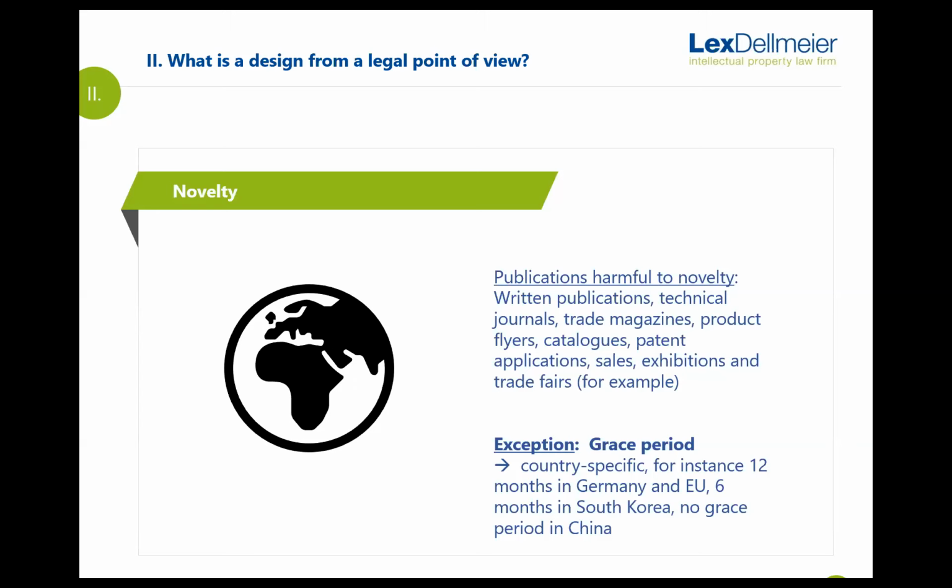In other countries, that's different. South Korea, for instance, only grants 6 months, and in China, there's no grace period at all. So that's always something to be looked at when you talk about novelty, or when you try to assess the novelty of a specific design. What's also not harming novelty is if you disclose your design under non-disclosure agreements. For instance, when you talk about licensing out your design.